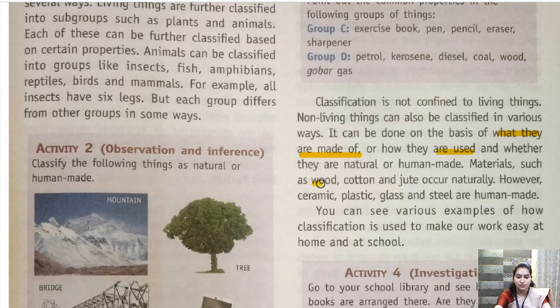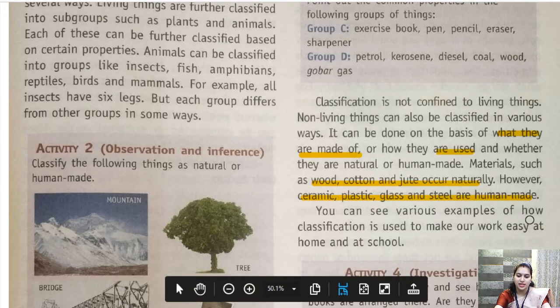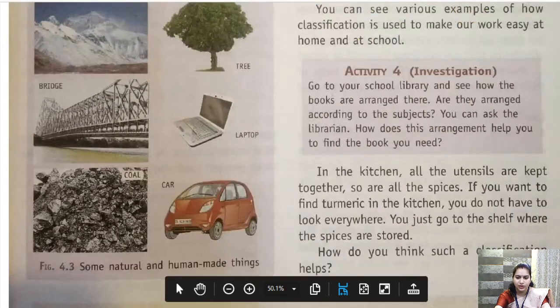Materials such as wood, cotton, jute occur naturally. However, ceramic, plastic, glass, steel are human made. So depending on that also we can classify non-living things. You can see various examples of how classification is done and how it makes things easier.